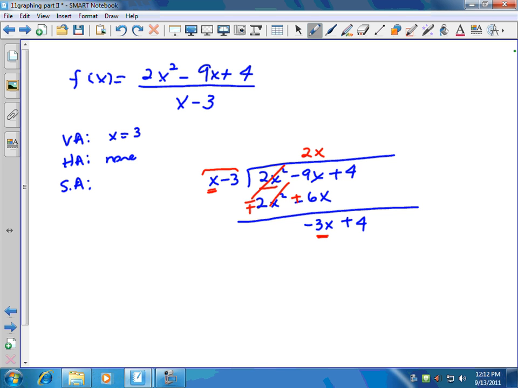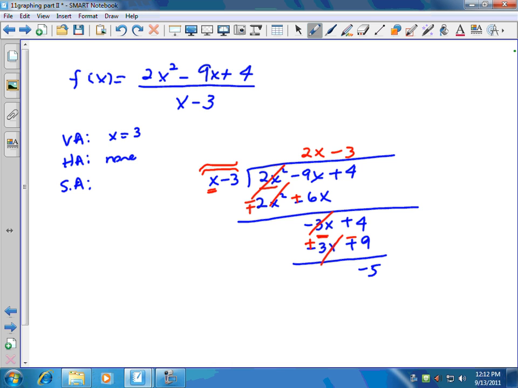And the answer is negative 3 times. So we're going to put up there a negative 3 or minus 3 and multiply that with everything you see over here. So negative 3 times x is negative 3x. Negative 3 times negative 3 is 9. Now change the signs and add. So 4 minus 9 is negative 5.